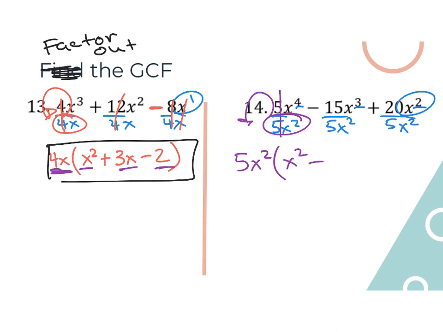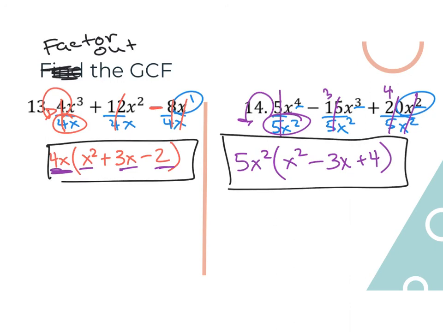In the middle term, 15 divided by 5 is 3. That gives me 3 left over. X to the third over x squared leaves me with 1x. And then in the last term, 20 divided by 5 is 4. And x squared over x squared goes away. So my leftovers are x squared minus 3x plus 4. And I have a GCF of 5x squared out front.